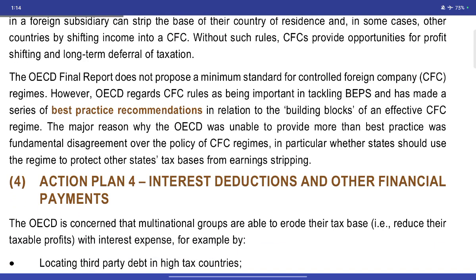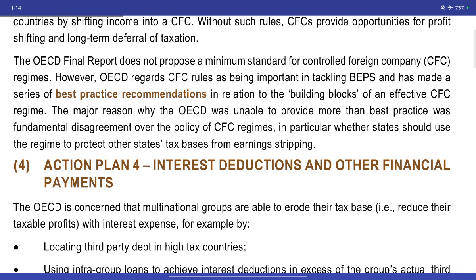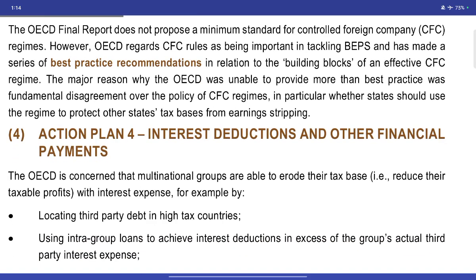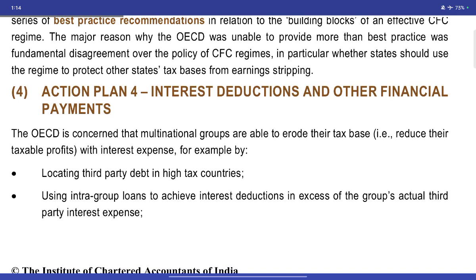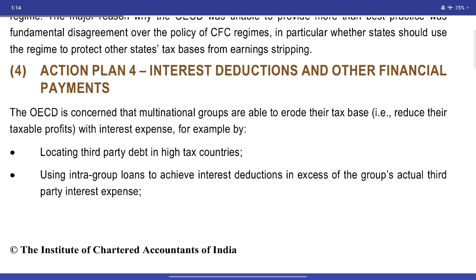The OECD final report does not provide a minimum standard for controlled foreign companies. However, the OECD regards CFC rules as important to tackling base erosion and profit shifting, and has made a series of best practice recommendations relating to building blocks and affecting CFC schemes. The major result is that the OECD was unable to provide more than best practice because of fundamental disagreement over the policy of CFC regimes. In particular, whether a state uses its regime to protect its own tax base or other states' tax bases. Next, the action plan on base erosion, earnings stripping, interest deductions and other financial payments.